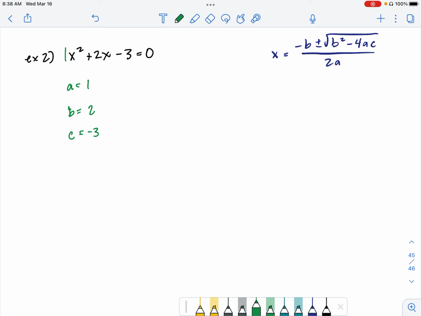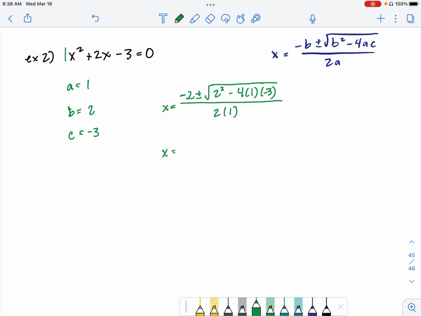We can substitute those in for a, b, and c into the quadratic formula, so that gives us x equals negative b, or negative 2, plus or minus the square root of b squared, which is 2 squared, minus 4 times a, which is 1, times c, which is negative 3, all over 2 times a, which is 1.